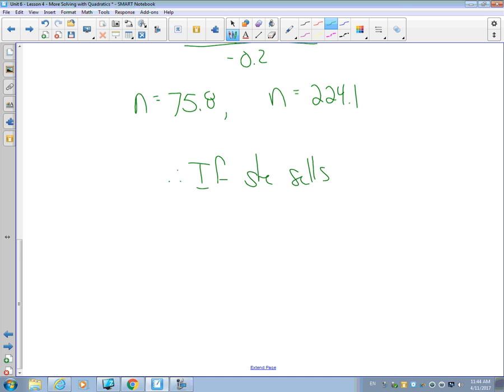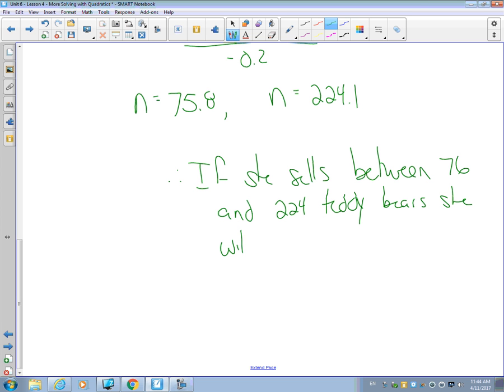So if she sells between 76 and 224 teddy bears, she will earn, and I'm going to change my wording here, at least $500. We only asked to find exactly 500. Turns out you can't. You get a decimal number, but you'll get at least 500 if you sell between those two numbers. Okay, so I'd say we're just practicing.